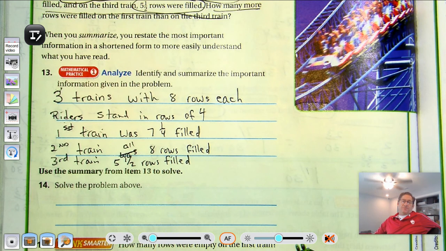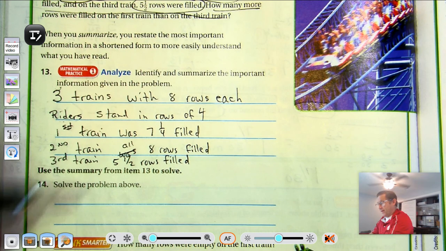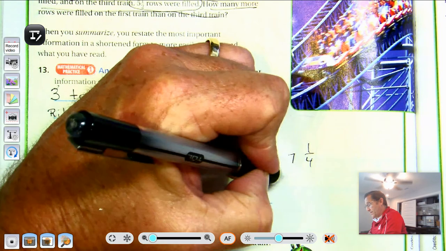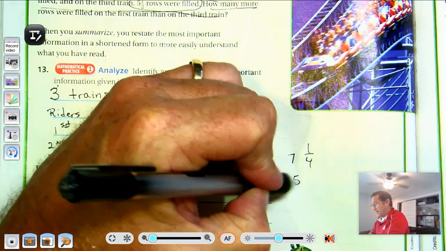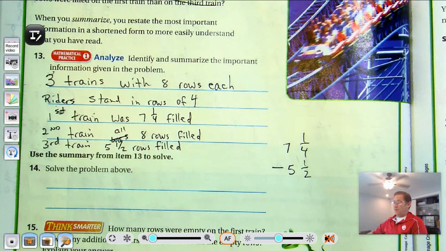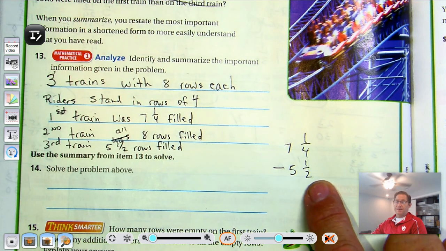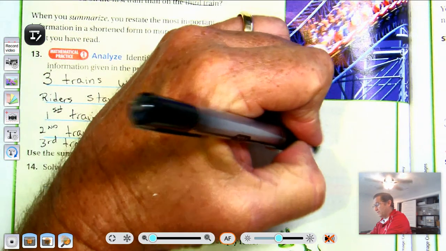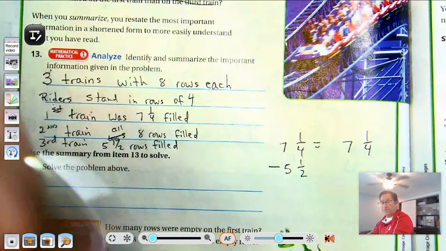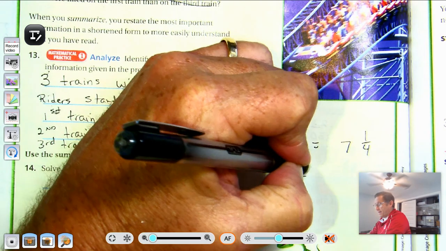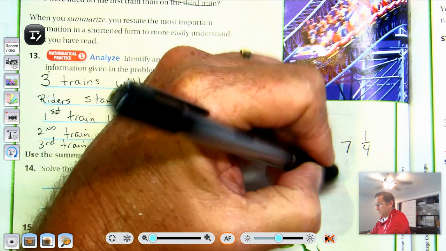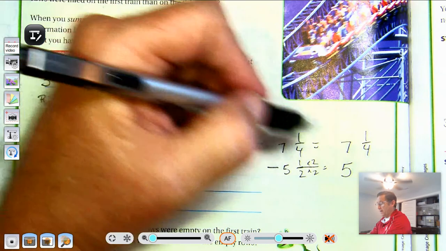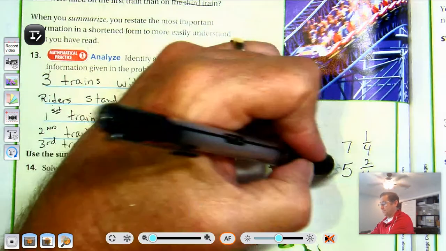Use the summary to solve the problem. Well, we have to find out how many more, that means subtract, how many more were on the first train than on the third train. So 7 1/4 minus 5 1/2. Well, we should easily see that 2 times 2 is 4. So let's use fourths as our common denominator. So 5.5 times 2 halves would give us an equivalent fraction of 5 2/4.